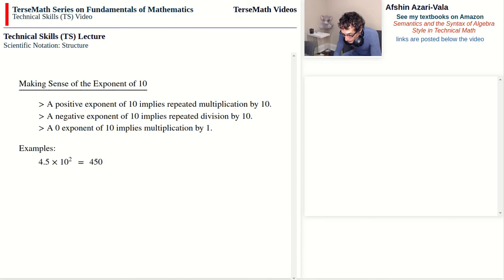So 4.5 times 10 to the power of 2, exponent is positive. We will multiply by 10, in fact twice, and therefore the decimal point moves forward over 2 digits, and we get 450.